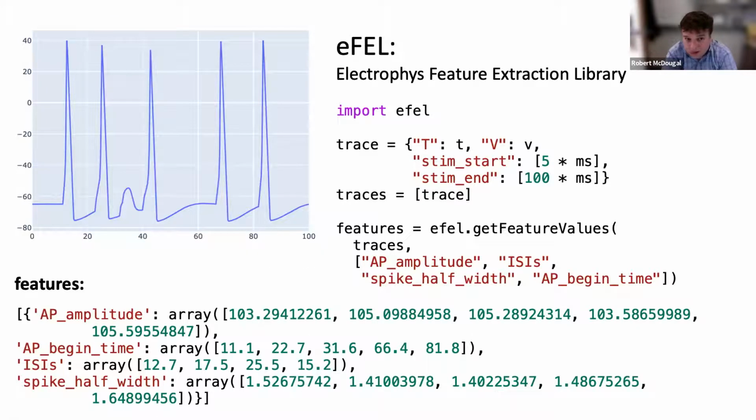Speaking of electrophysiology features, I believe this is also from the Blue Brain project, EFEL, the electrophys feature extraction library. So for example, if I have t and v being neuron vectors of time and voltage, then I can use EFEL to, for example, here get the action potential amplitude, the inter-spike intervals, the spike half width, and the begin time of each action potential. You could do all of this stuff yourself, but why, when these tools also exist?